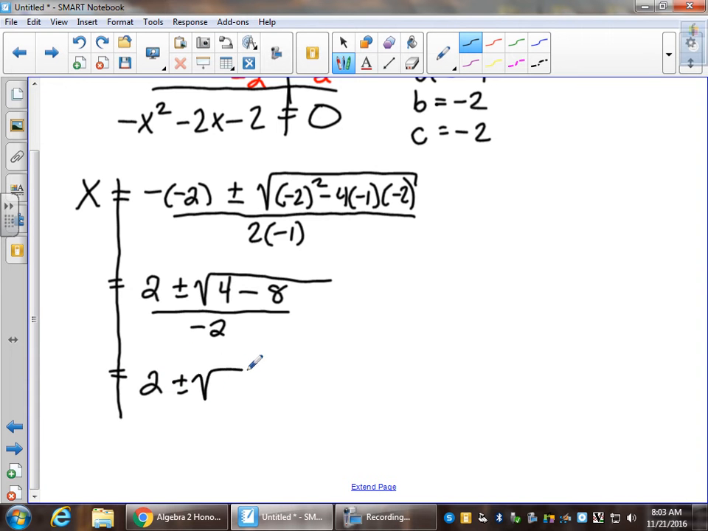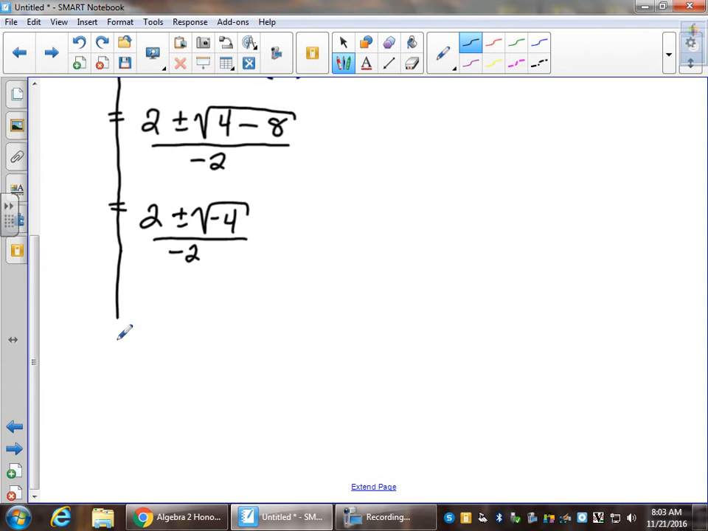What do we now have underneath the radical? Interesting. What's going to be underneath the roots? 4 minus 8 is a negative 4. All divided by negative 2. Using our complex number knowledge, I know that this will be 2 plus or minus 2i, all divided by negative 2.